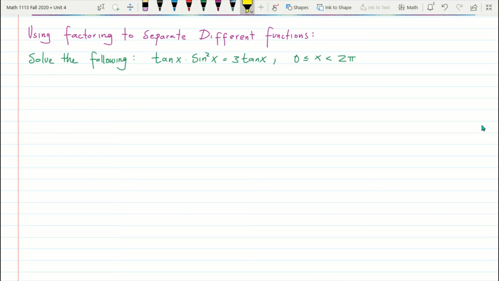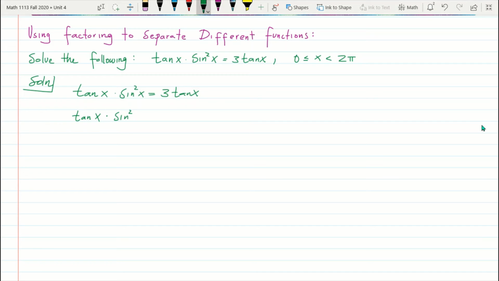Alrighty, next we want to use factoring in order to separate different functions, right? So here we have a combination of tangent and sine to some different power, so it may seem kind of strange, right? How do we do this? How do we solve for x when there are all these different functions here? So let's go ahead and do that. What we want to do is move all the terms to one side. So I'm going to rewrite the problem.